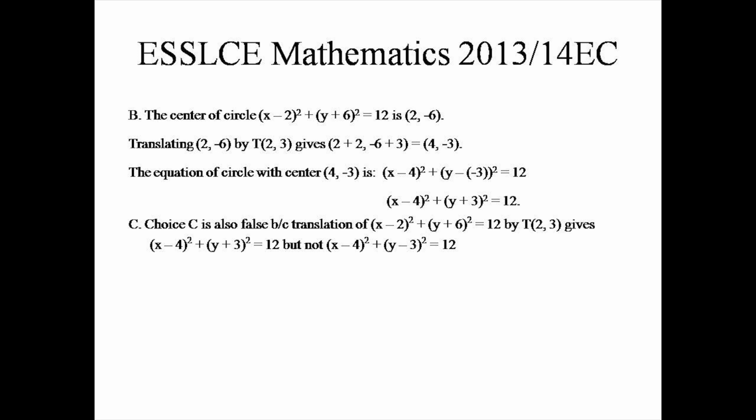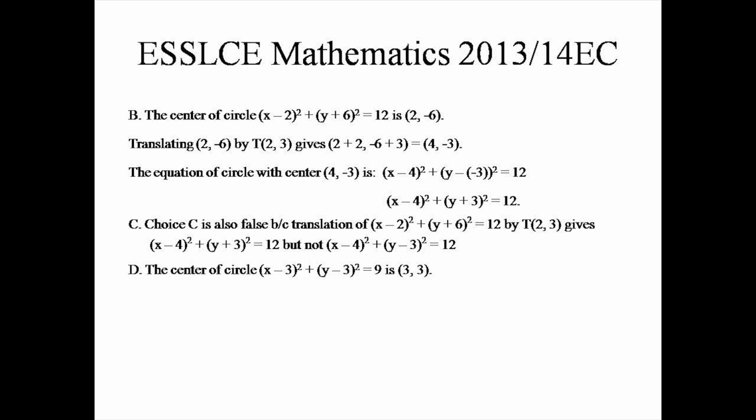Choice C is also false because translation of x minus 2 the whole square plus y plus 6 the whole square is equal to 12 by the translation 2, 3 gives x minus 4 the whole square plus y plus 3 the whole square is equal to 12, but not x minus 4 the whole square plus y minus 3 the whole square is equal to 12.